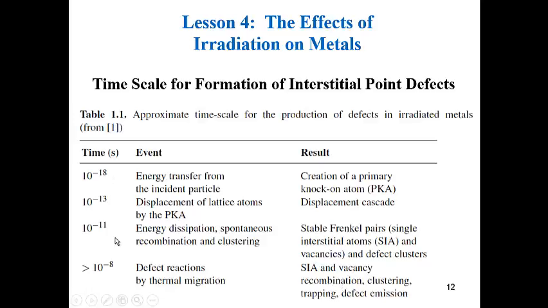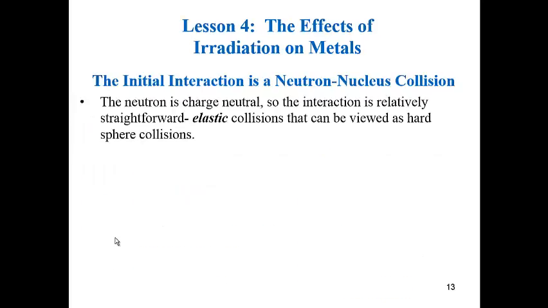So it doesn't take long when a neutron enters a metal for there to be the creation of a primary knock-on atom. And that's the time scale we'll be looking at. The neutron itself is charge neutral. So the interaction of the neutron striking an atom is relatively straightforward. And basically, the elastic collisions that occur can be viewed as hard sphere collisions. And this is when a neutron, high energy, hits the nucleus of the atom.